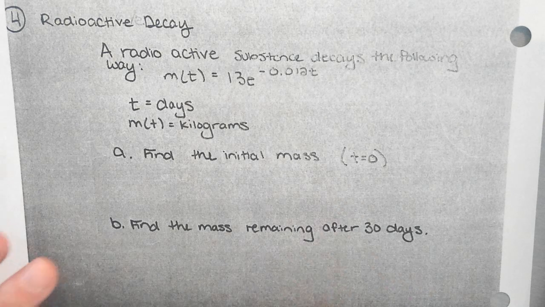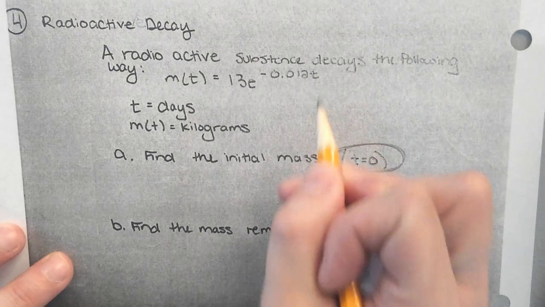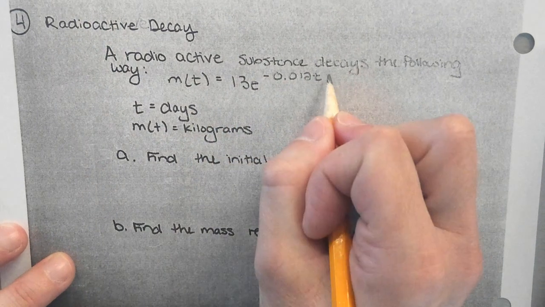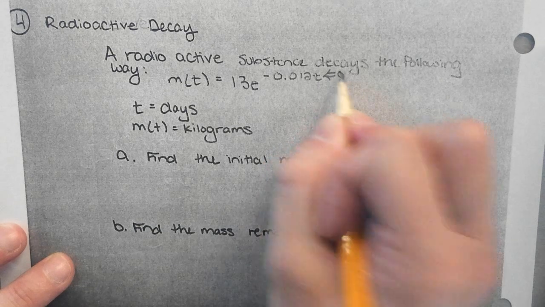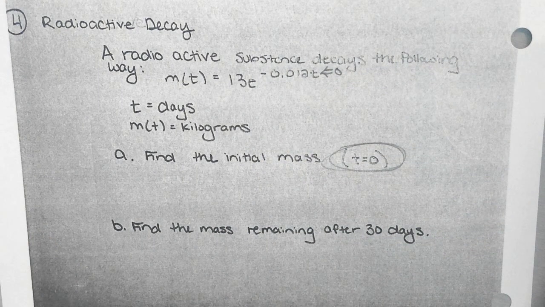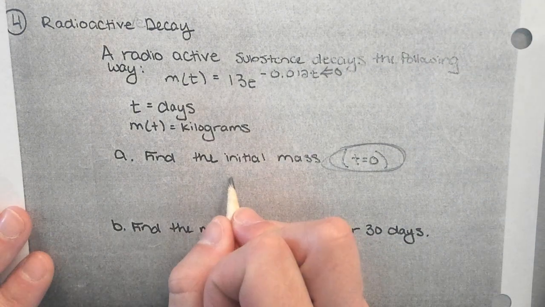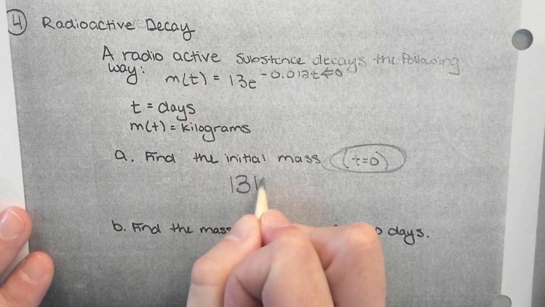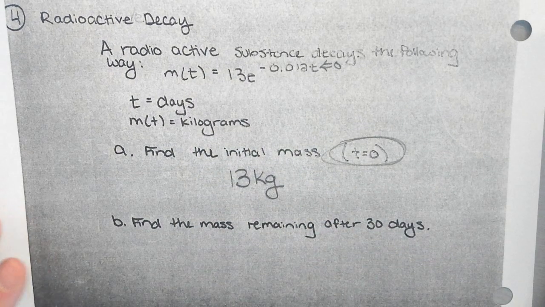So for this problem, we want to know the mass at time 0. So this is giving me an equation of a radioactive substance that's decaying. If I plug in 0 here, what do I end up with? 13. So 13, and it's kilograms.